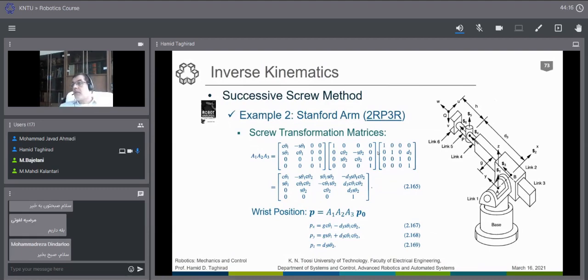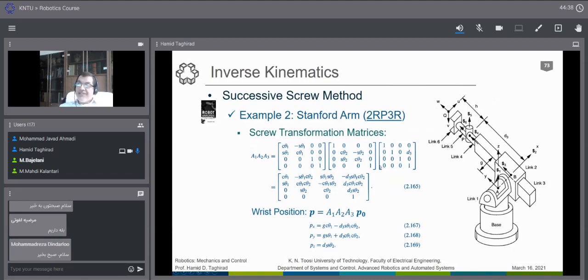In any case, we do the same old. First, we do the forward kinematic. We have to find the screws. We have done that before, in a few last sessions, and we find A1 to A6.